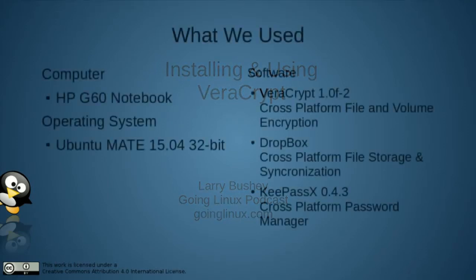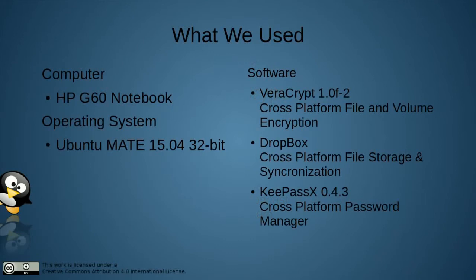For this episode, we used an HP G60 notebook computer, Ubuntu MATE 15.04 32-bit operating system, VeraCrypt version 1.0F-2 cross-platform file and volume encryption software, Dropbox cross-platform file storage and synchronization software, KeePassX 0.4.3 cross-platform password manager.